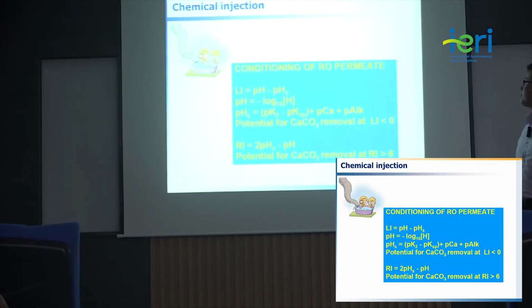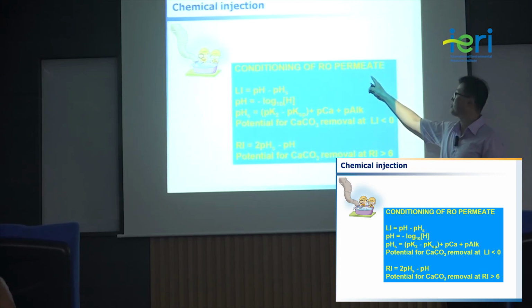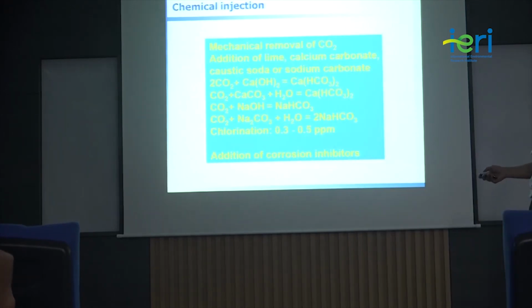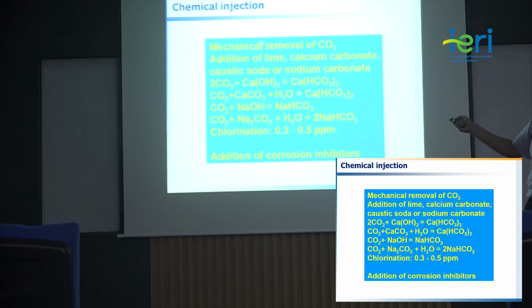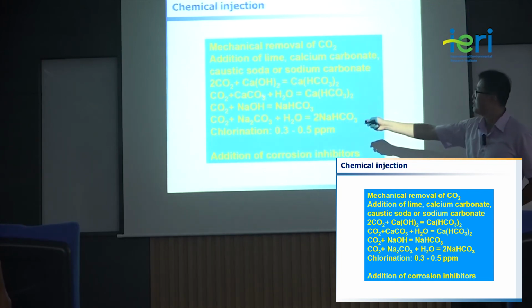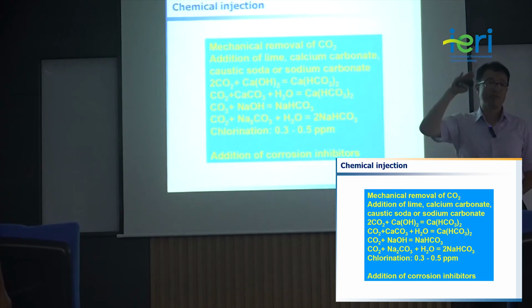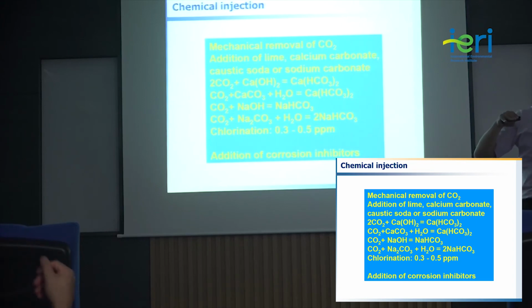So for post-treatment, you should change the RO product, the permeate, usually called product, RO product quality using chemicals. So the frequently used chemicals are lime, calcium carbonate, caustic. Caustic means sodium hydroxide. And sodium carbonate. So lime, calcium carbonate, caustic, sodium carbonate, to increase the hardness.